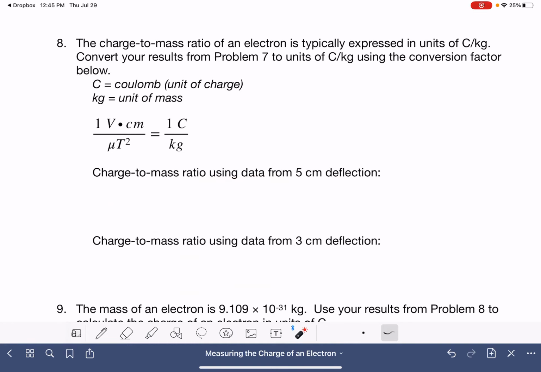And this is kind of a trick question. 1 volt centimeter per microtesla squared is equal to 1 coulomb per kilogram. So you're not doing anything mathematically here at all. You're just changing the units. If this is a 2, then this would be turned into a 2. If this is a 5, this would be a 5. Nothing mathematically is happening here.